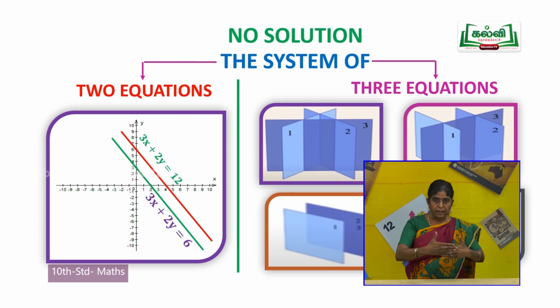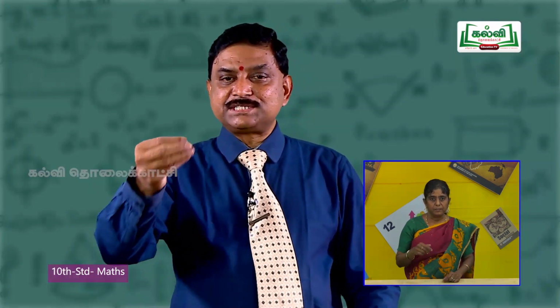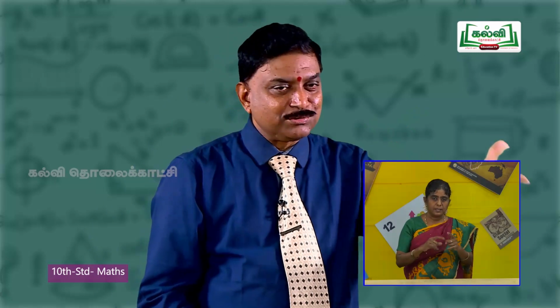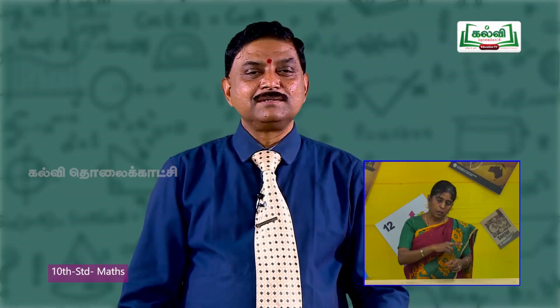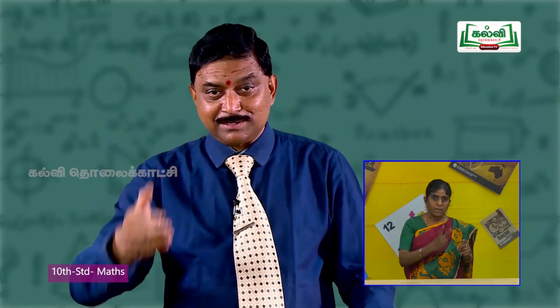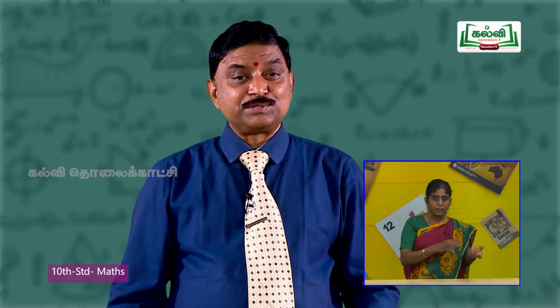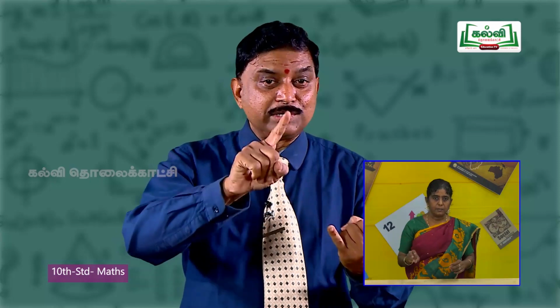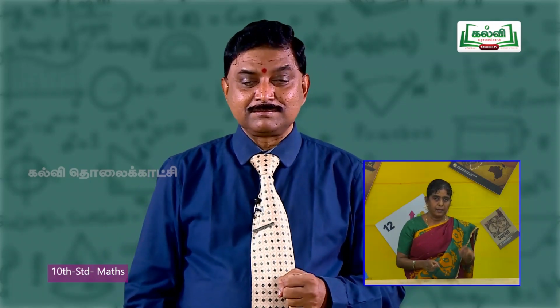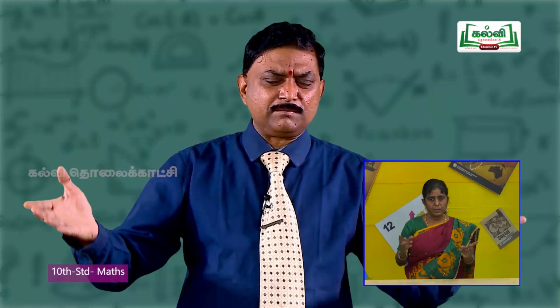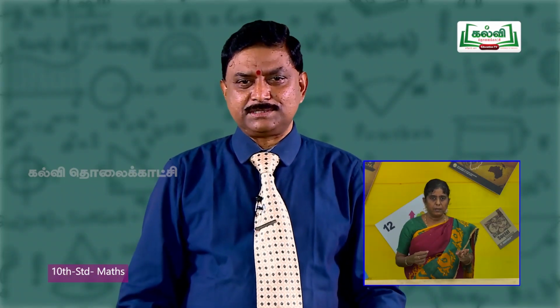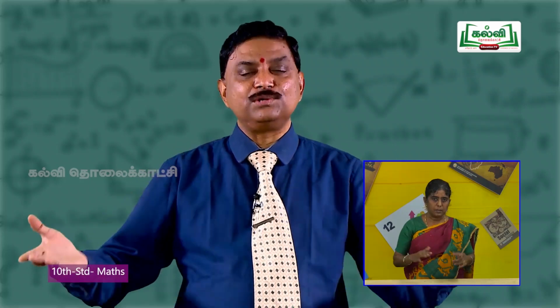So, in the fourth diagram, you see that there is no point of intersection for the three equations. So, the system has no solution. So, when a system of equations is given, either two equations or three equations containing two variables or containing three variables, it should have the first one, a unique solution, that is only one solution. The second one, infinite number of solutions, many solutions. The third one, no solutions.